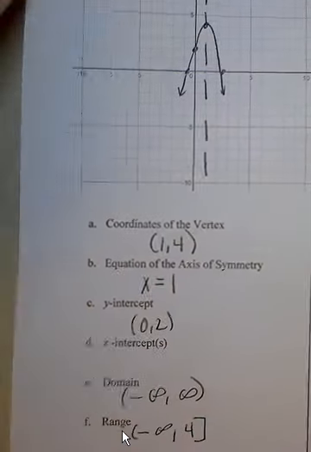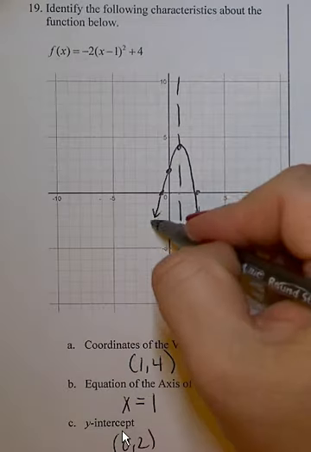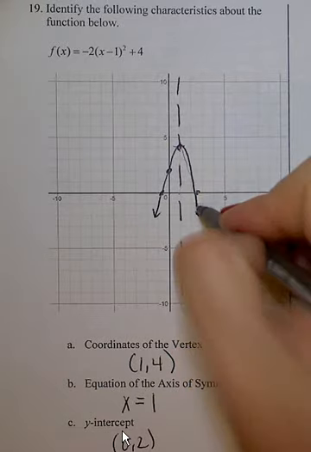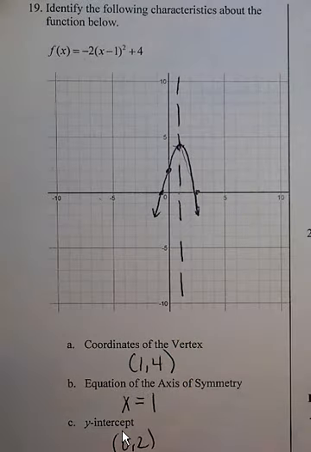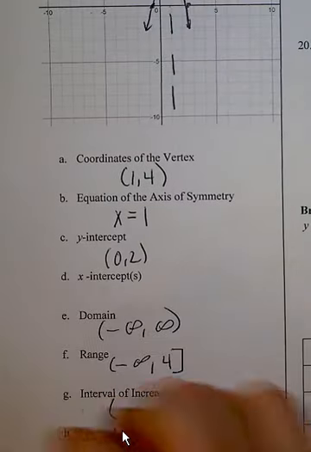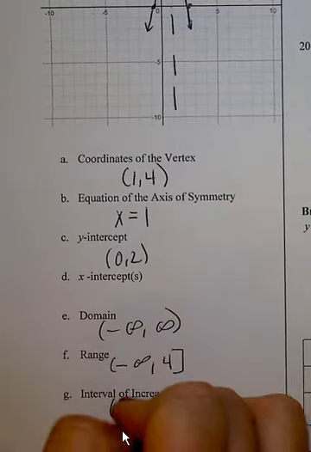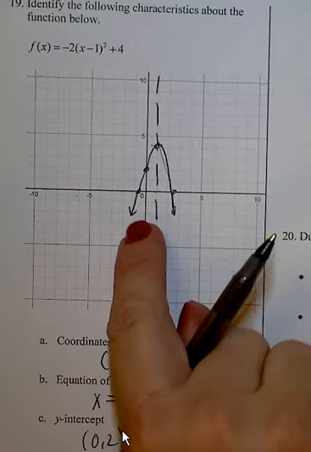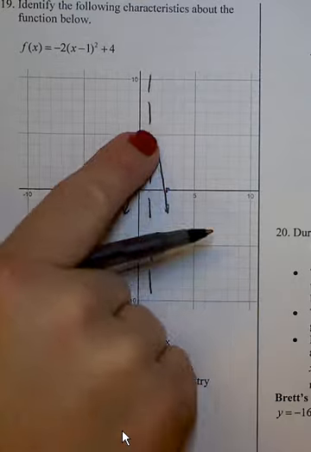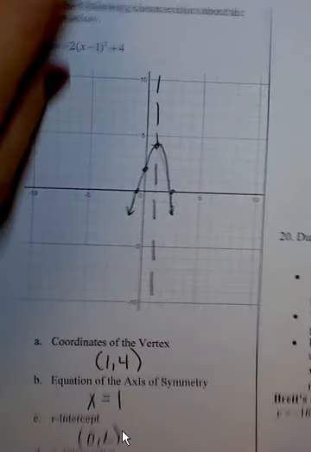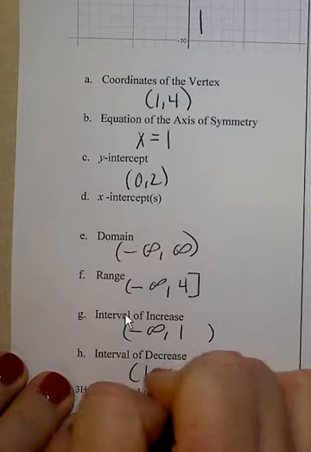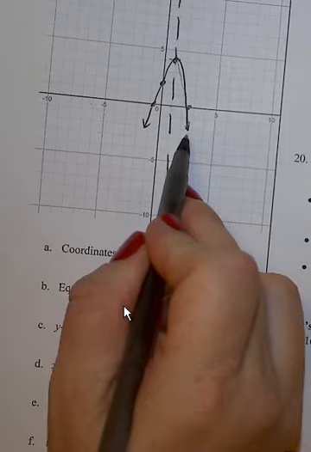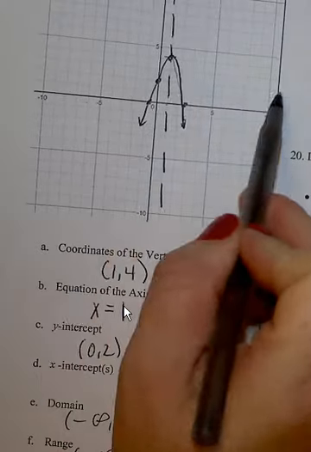Part G is the interval of increase. So from left to right, it's increasing, then neutral, and then starts to decrease. Remember, intervals of increase or decrease will be in terms of parentheses and x values. So it comes from the far left, it continues to increase until it gets to a value of 1. Then it's neutral, and after 1, it starts to decrease. So it decreases from 1 to positive infinity. Often students want to call this negative infinity because they see it going down, but in terms of x values, it's going to the far right.